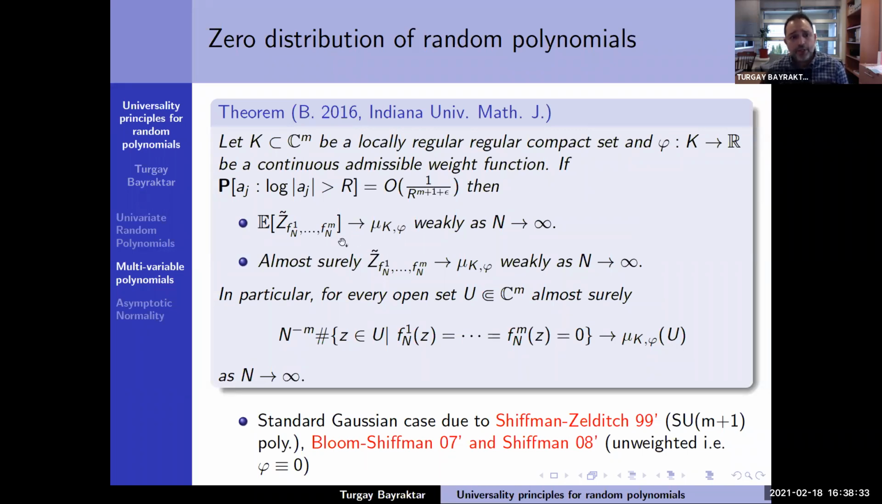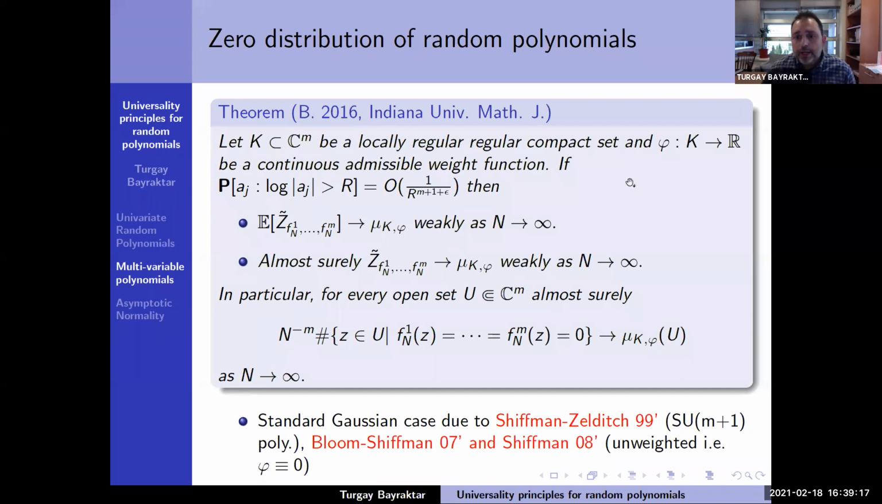So what is the theorem? Again, if you choose these F1 through Fm independently, of the same degree, and normalize by dividing by the number of zeros, the expected distribution of the zeros of the system of random polynomials again converges to the weighted equilibrium measure in the weak topology. Moreover, for almost every sequence of systems of random polynomials, you have the same convergence. So you have this self-averaging property for the zeros of systems of random polynomials.